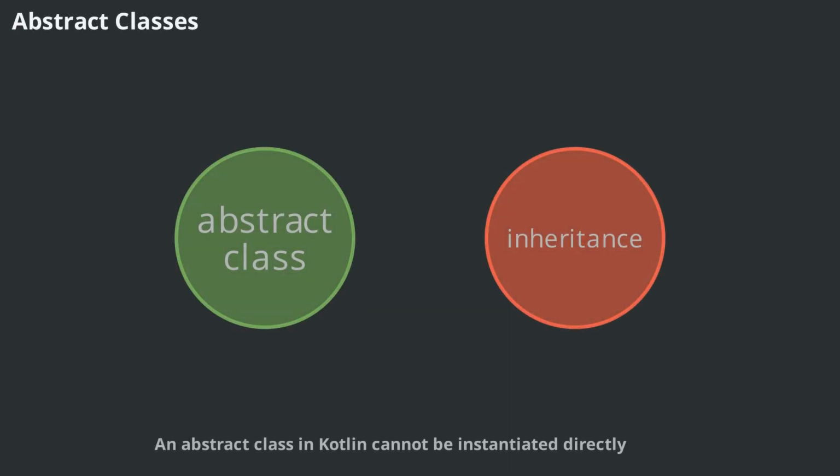An abstract class in Kotlin cannot be instantiated directly. It can contain both abstract members to be implemented by subclasses and concrete members with implementation. Use abstract classes when you need a common base with shared logic.